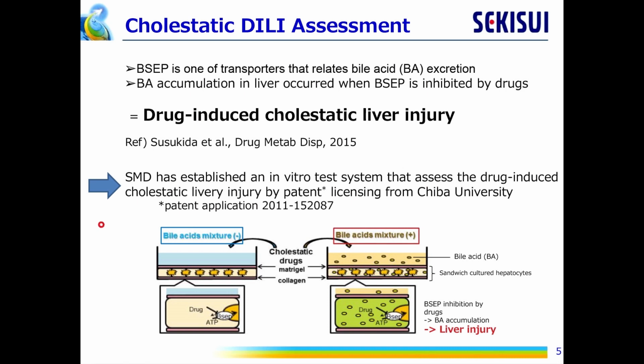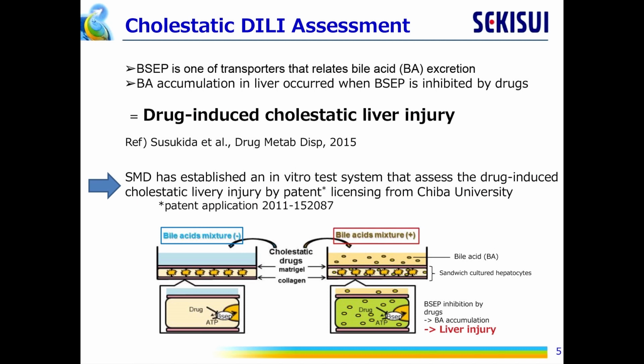Let's first talk about the mechanism of this assay system. As you know, the bile salt export pump or BSEP is one of the drug transporters involved in bile acid excretion. Bile acid accumulation in liver can occur when BSEP is inhibited by drugs. This bile acid accumulation is toxic and can be very dangerous.